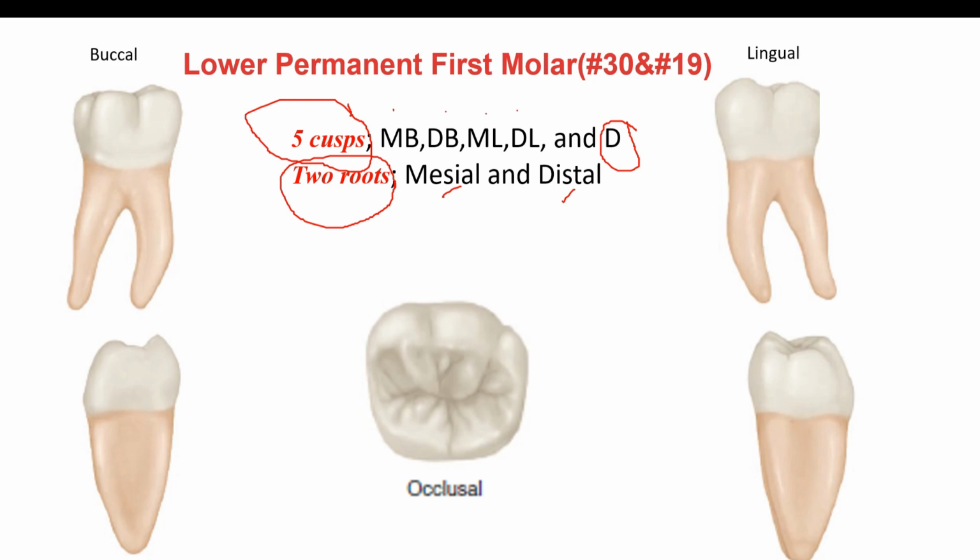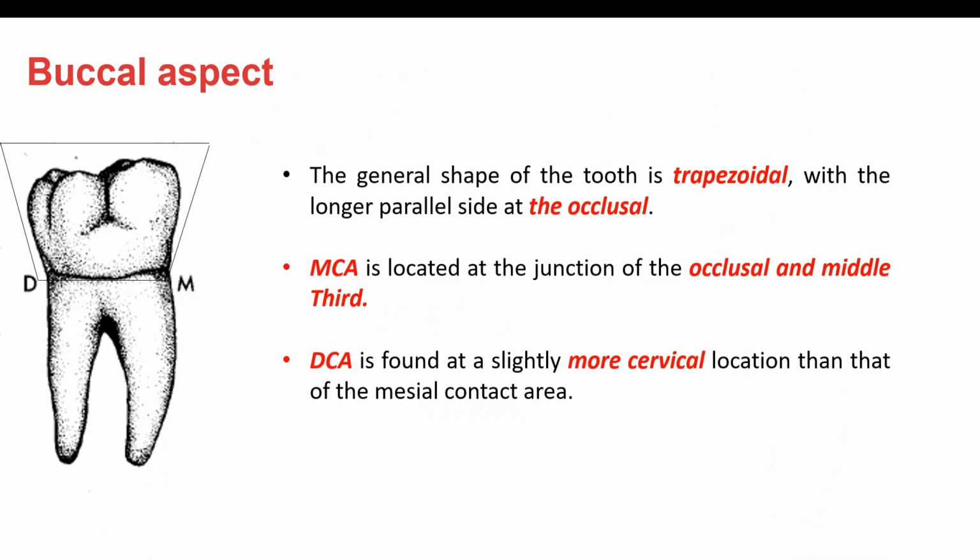Let's go to the surfaces one by one. From the buccal aspect, again the outline is trapezoidal, the longer side parallel to the occlusal. The mesial contact area is located at the junction of the occlusal and the middle 1/3, and distal contact area is slightly more cervically located.